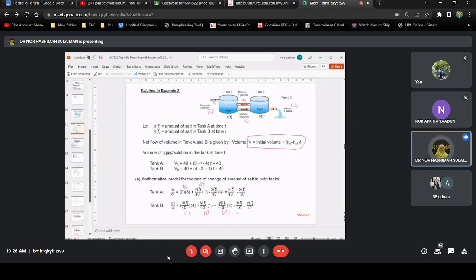Saya labelkan ikut outlet ni, outlet A, lepas tu B, C, D. Okay, kalau nak fokus dekat tank A, kita tengok yang masuk dulu. Yang masuk daripada mana? Daripada A tambah B, and then keluar tolak C. So you have here A plus B minus C. Okay, dan untuk tank B, you have C and then minus B minus D. Okay, are you all with me? C minus B minus D, betul?